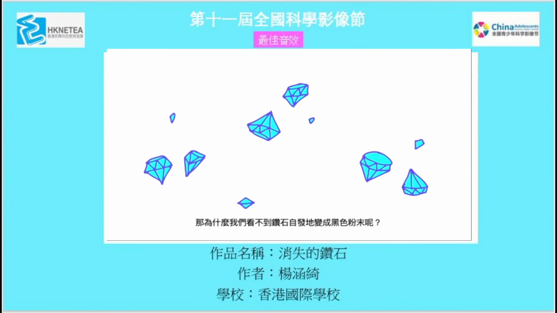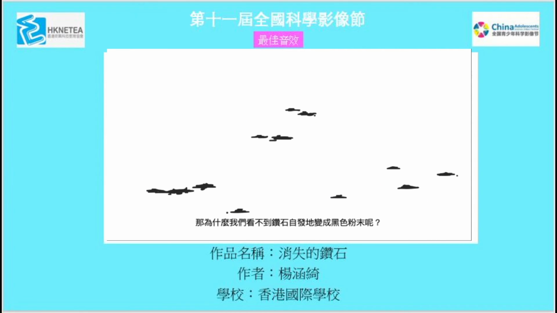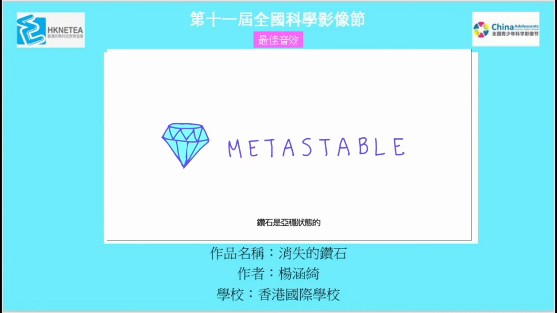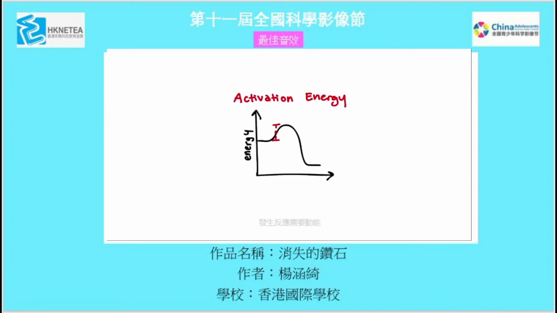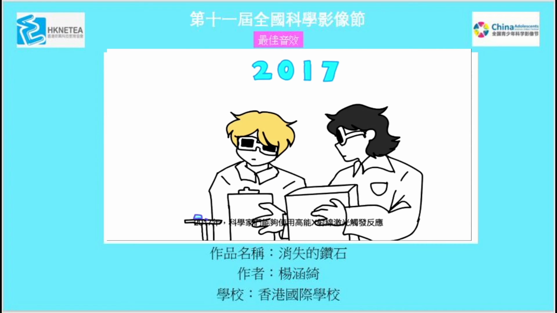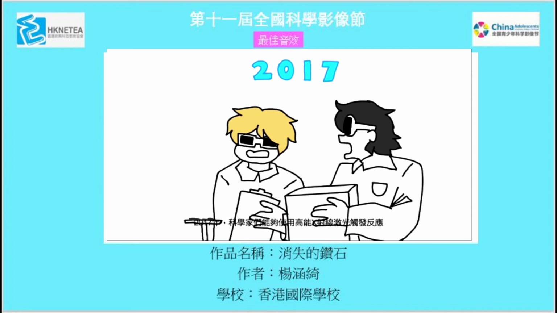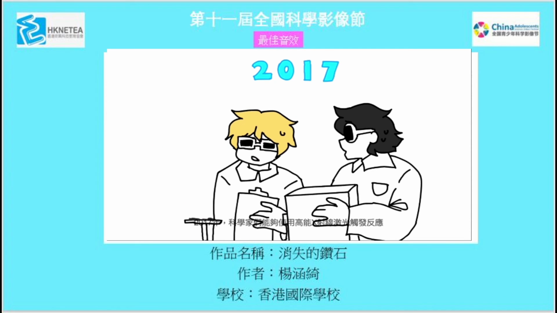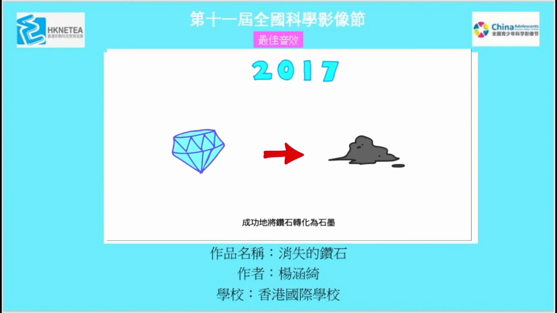Then why don't we see diamonds spontaneously turn into black powder? Diamonds are metastable, which means they convert back to graphite with a sufficient amount of energy. Activation energy, the energy required to initiate a reaction, is needed for this process to occur. In 2017, scientists were able to use a high-energy X-ray laser to trigger this reaction, successfully converting diamonds to graphite.